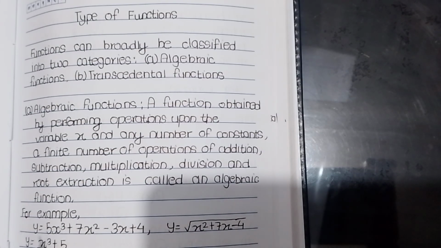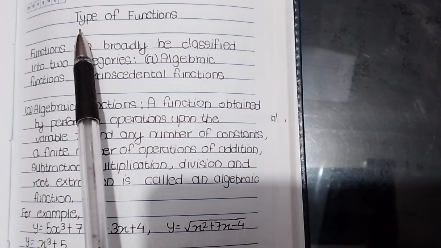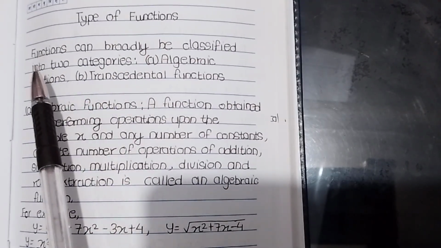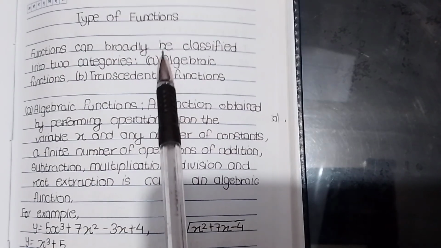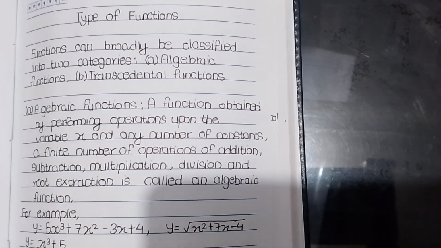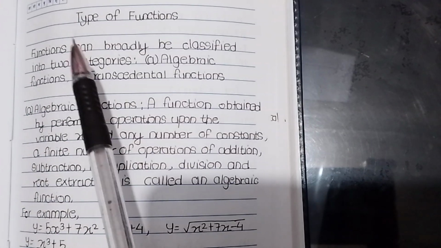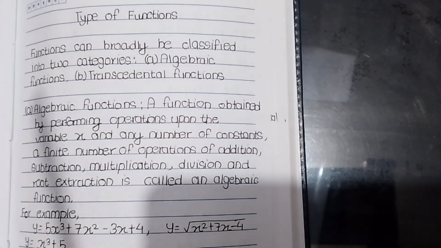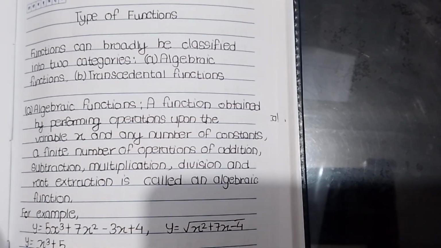So we will start from the topic. The topic is types of function. Here it is written: functions can broadly be classified into two categories. Functions can be categorized into two types. They are algebraic function and the next one is transcendental function. At first we will study about algebraic function.